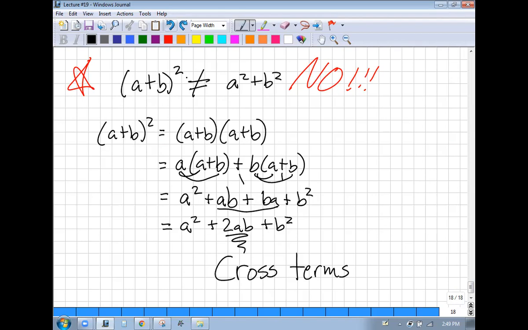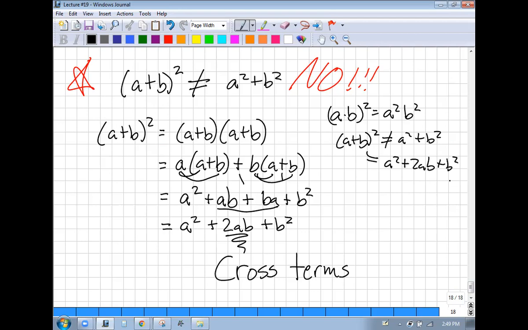Again, (a times b) squared is a squared b squared, right? But (a plus b) squared is not a squared plus b squared. It is a squared plus 2ab plus b squared.